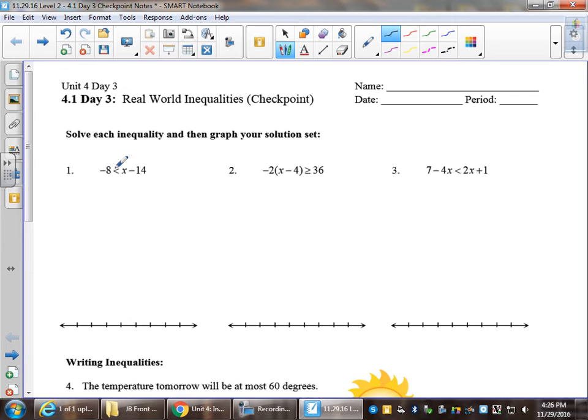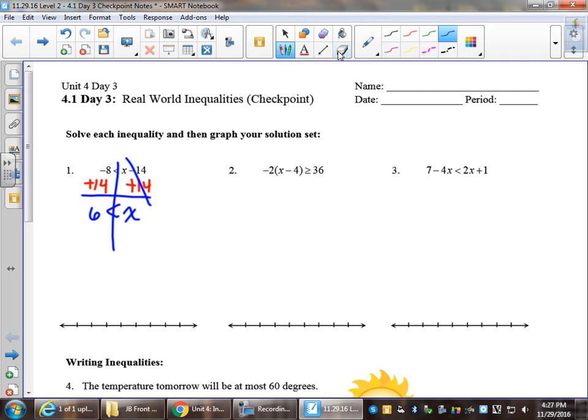All right, number 1, line down the inequality sign. I pay attention to the side that the variable is on, so I see x is here on the right side. If there's something I can add or subtract, I want to do that first. I see a minus 14, so I can add 14 to both sides. Negative 8 plus 14 is 6 less than x.